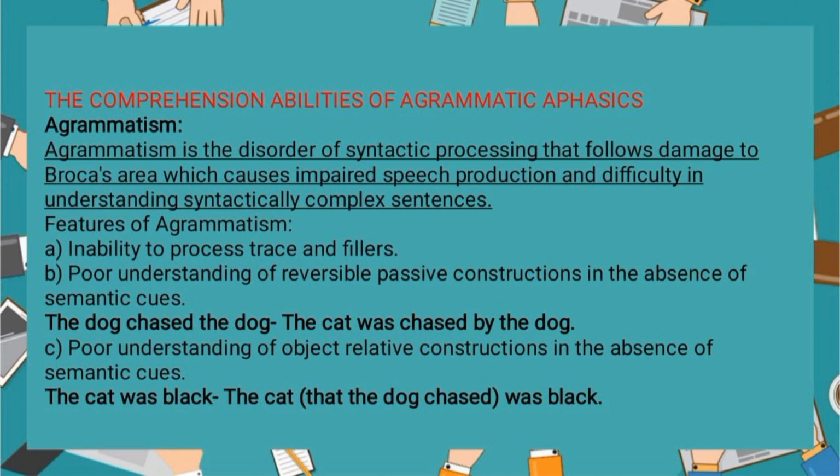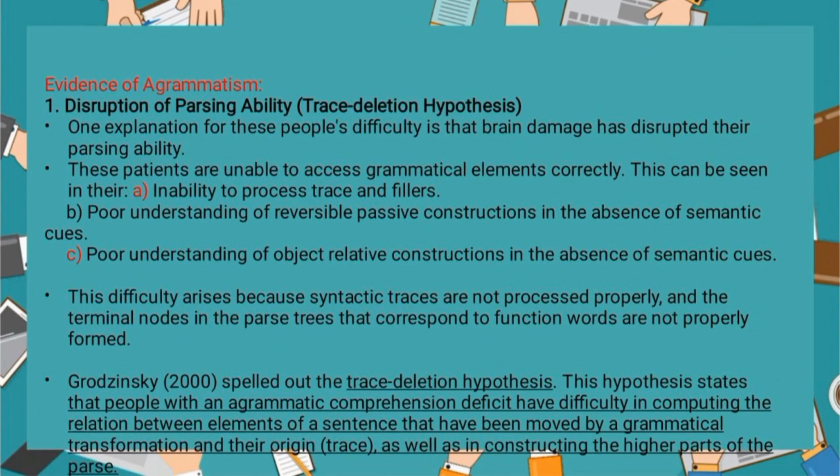When we say agrammatism, it is a language disorder caused by damage to Broca's area. People with this disorder struggle with understanding complex sentences, especially those with moved words or unusual structures. Agrammatism also has evidence. First is disruption of parsing ability, or the trace deletion hypothesis. One explanation for these people's difficulty is that brain damage has disrupted their parsing ability. These patients are unable to access grammatical elements correctly.